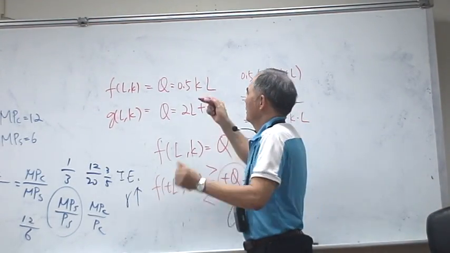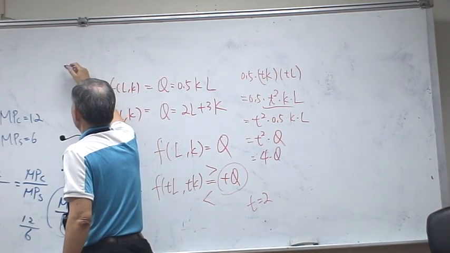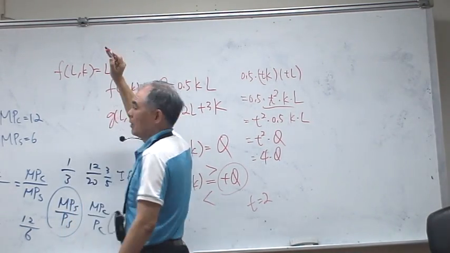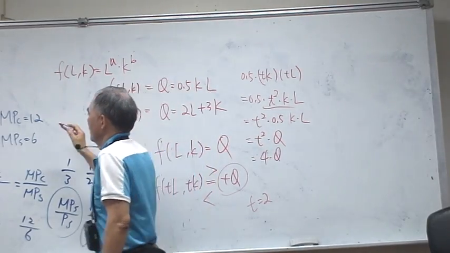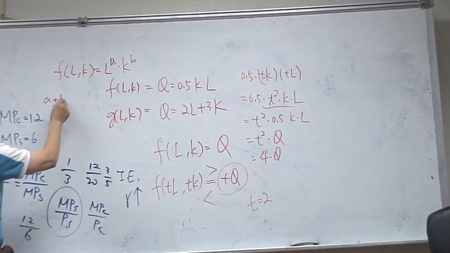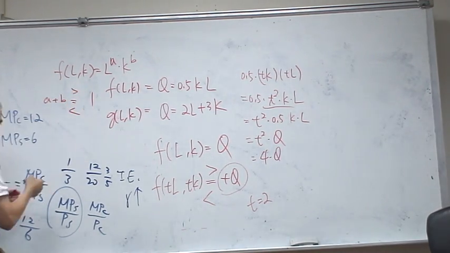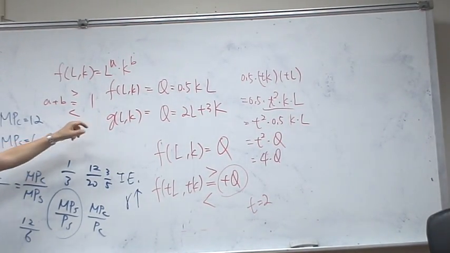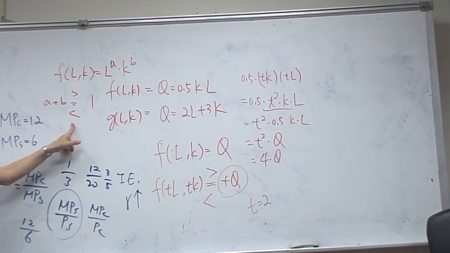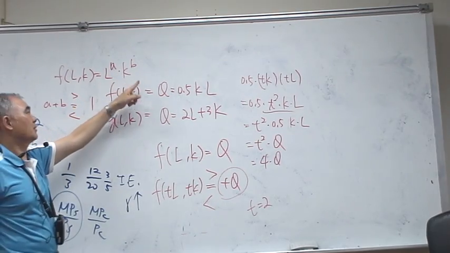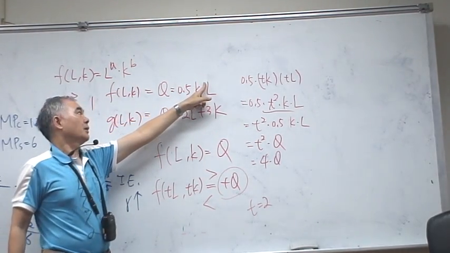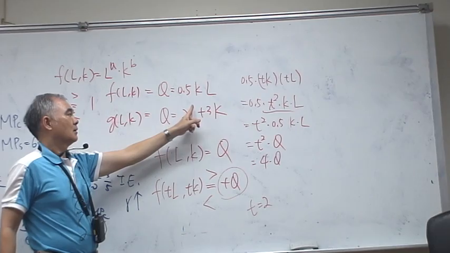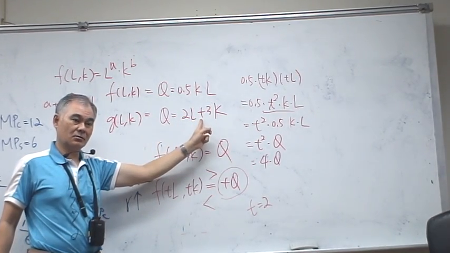Remember, last time I showed you, let us say this is F(L, K) equals L to the A's power and K to the B's power. If A plus B is greater than 1, it's increasing returns to scale. Equal to 1, constant. Less than 1, decreasing. So A is 1 and B is also 1, so in this case it is increasing returns to scale. And here it is 1, and also here is 1, so it is constant returns to scale.